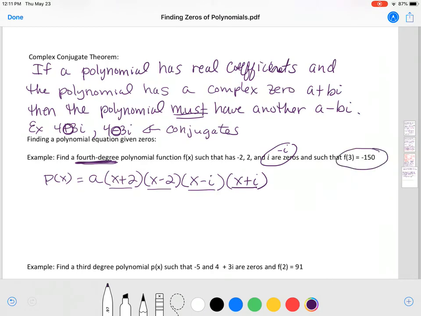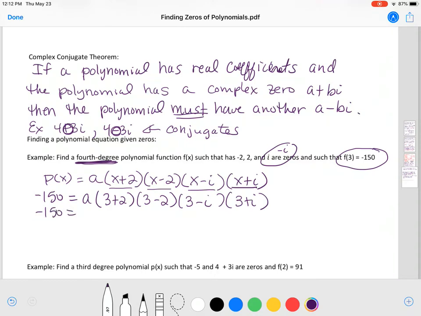So I'm going to use the extra point that's given to me to plug in for x and y so I can find my value of a, my leading coefficient. So I'm going to plug in -150 for y, and I'm going to plug in 3 for my x's. Okay, so I get -150 is equal to a times 3 plus 2 is 5. 3 minus 2 is 1. Now I have 3 minus i and 3 plus i.